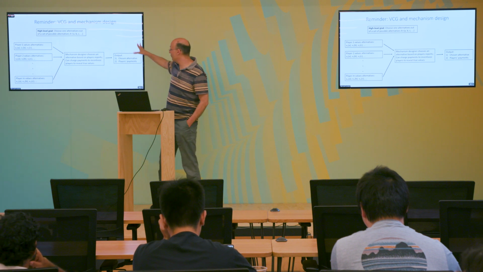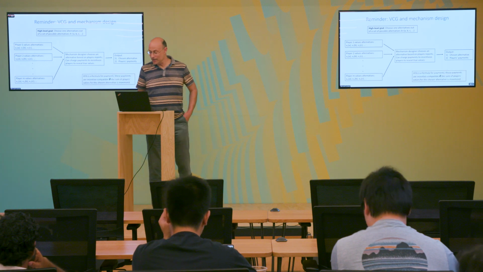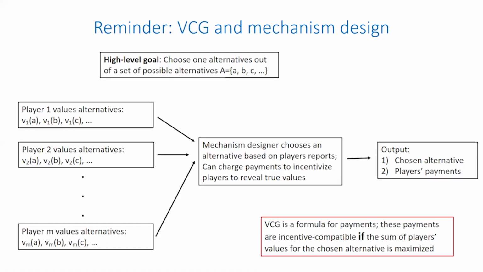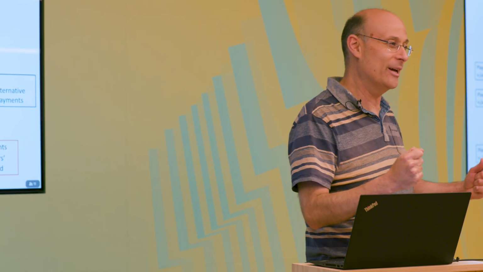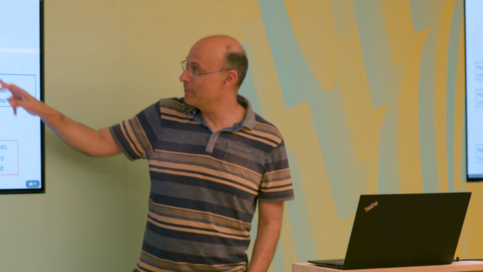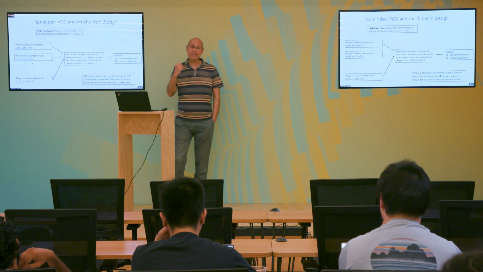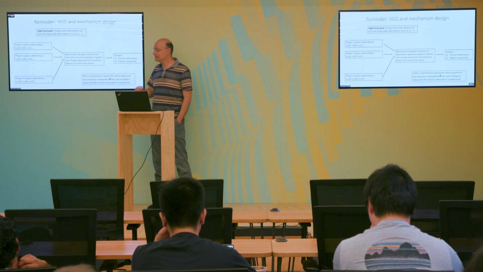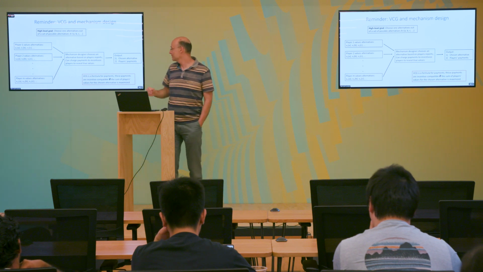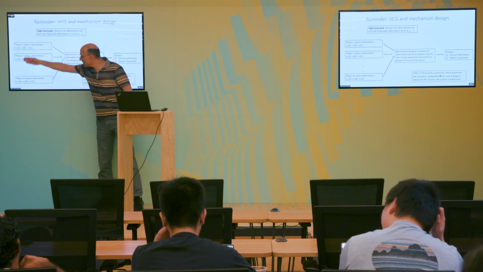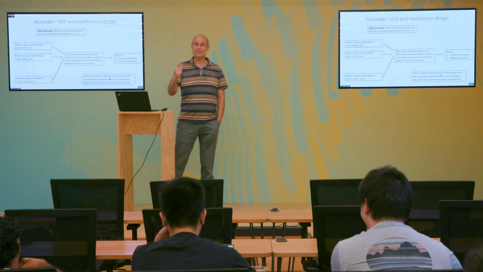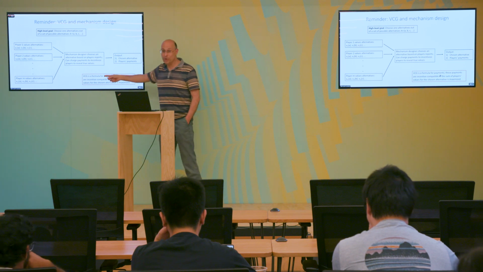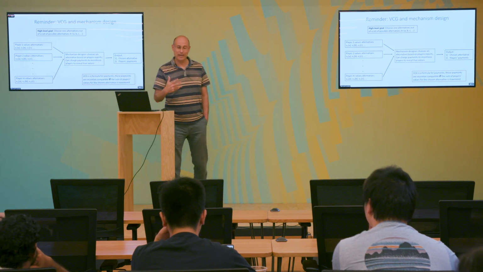And so this is the general framework of mechanism design. With VCG, we just have a specific formula for the payments. We know that this formula incentivizes the players to declare their true values if what the mechanism designer does is to choose the alternative that maximizes the sum of values of the players. So if the mechanism designer sums up the values of alternative A, the values of alternative B, and so on, and chooses the alternative that maximizes the sum of values, then the VCG payment formula incentivizes the agents to declare the true values.